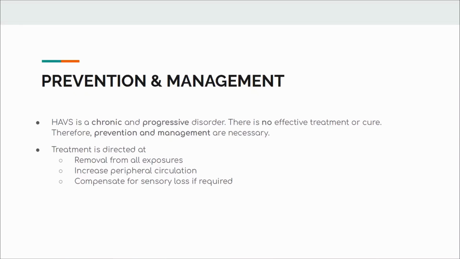Okay, I will be presenting about prevention and management. HAVS is a chronic and progressive disorder, and there is no effective treatment or cure. Therefore, prevention and management are very necessary. Usually, treatment is directed at removal from all exposure, increasing peripheral circulation, and compensating for sensory loss if required. Next.